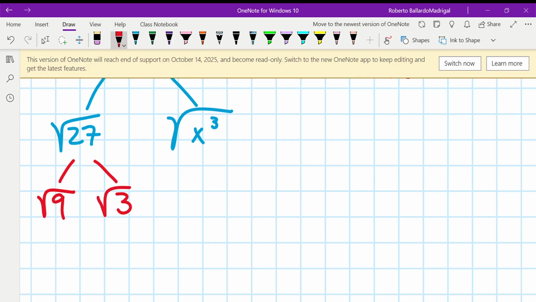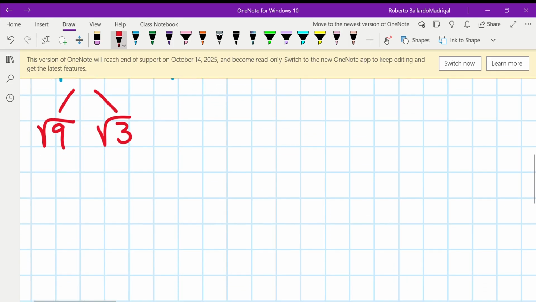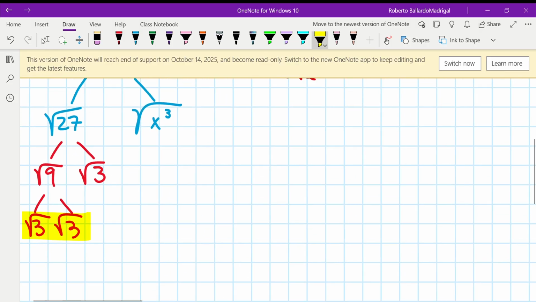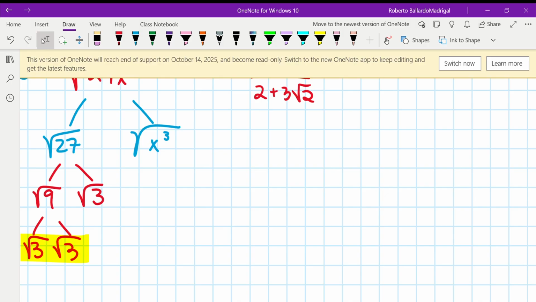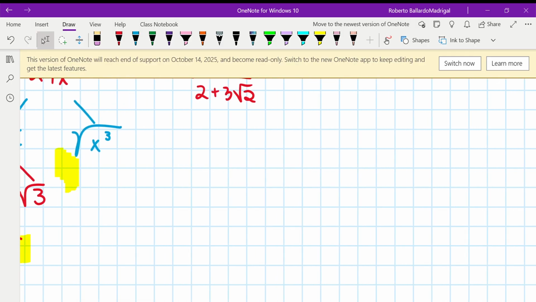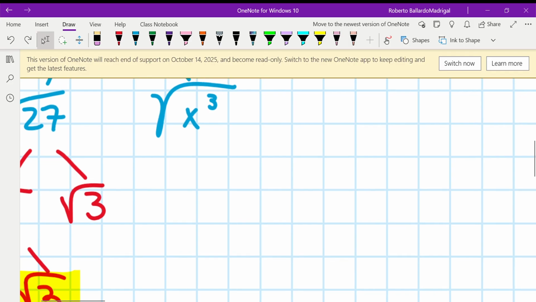Can I break 3 down any further than this? No. What about 9? Yeah, I can do 3 and 3. And since that is a pair of 3's, that means that I can take out the number from inside of the radical. Okay, the number inside of the radical is a 3, so we're going to take that out. I'm going to come back to that in just a second. Let me go ahead and focus on the radical x to the third, which is over here.